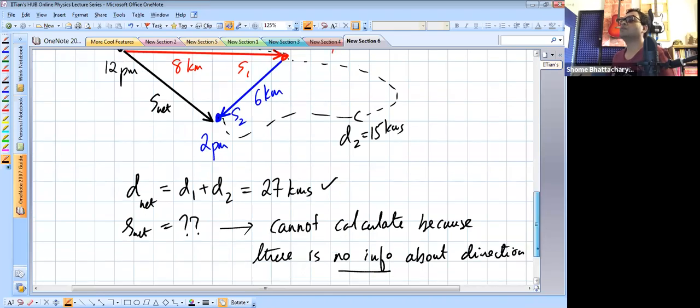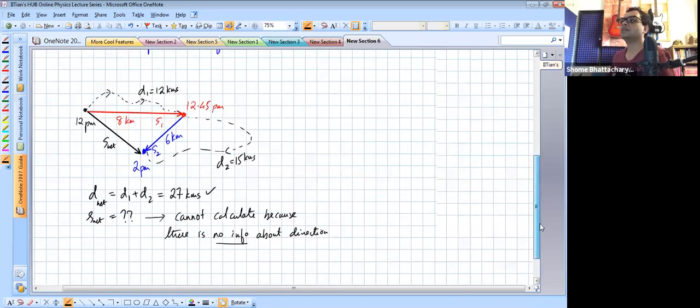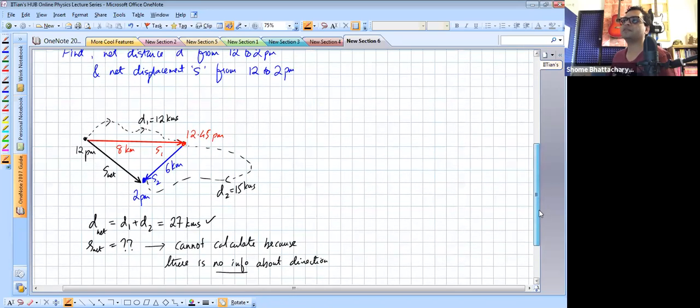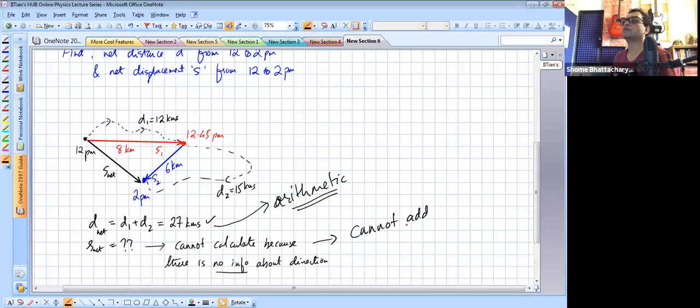So, in a nutshell, what we are learning from this example is that if you look at the quantity distance, part of the definition of distance does not have anything to do with direction. Distance is just path length traveled. That is why when we are adding two distances, we are just adding them by what is called scalar algebra, or we are just doing arithmetic addition. This over here is arithmetic, just like two numbers we add. But displacement, we cannot do that. Okay, we cannot add that way, by simple arithmetic.